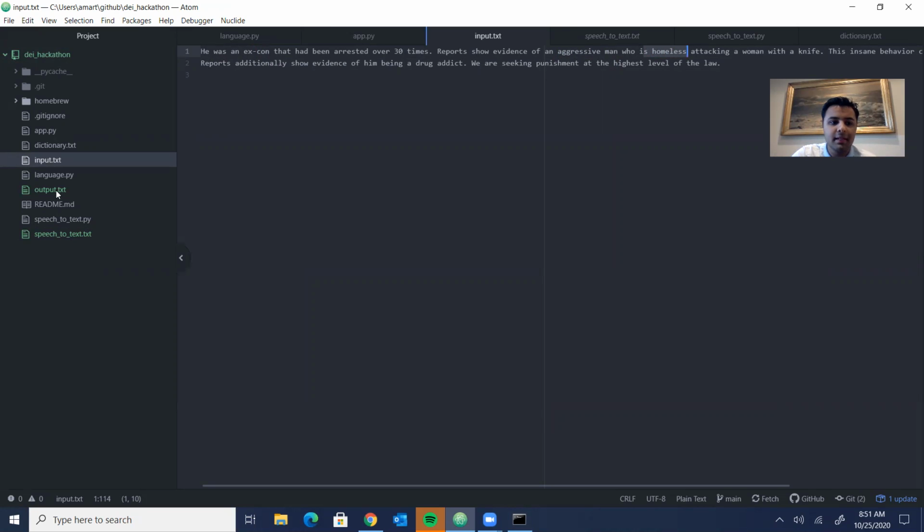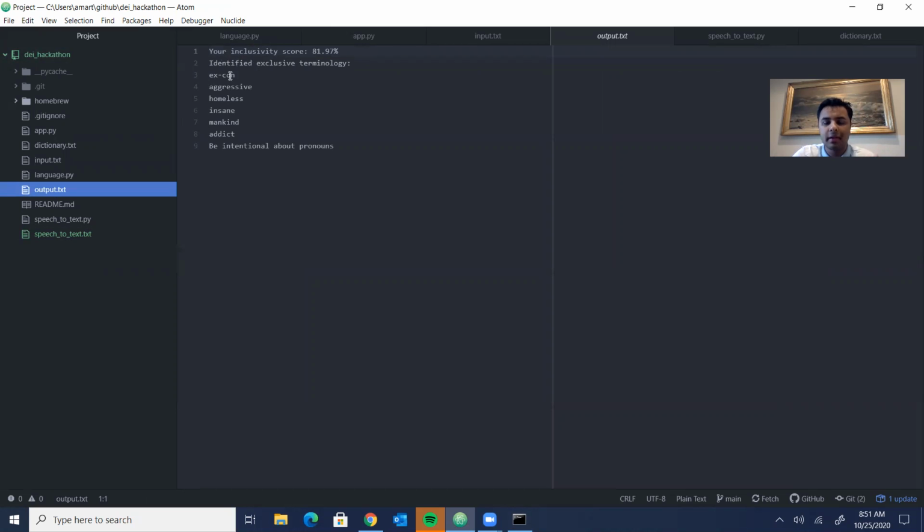And you'll see on the output txt file that several of these non-inclusive terms were identified. A reminder to be intentional about pronouns was present due to the presence of pronouns in the sentence, and an overall inclusivity score was given in order to indicate the inclusivity of the sentence.